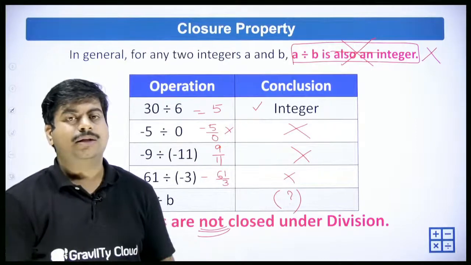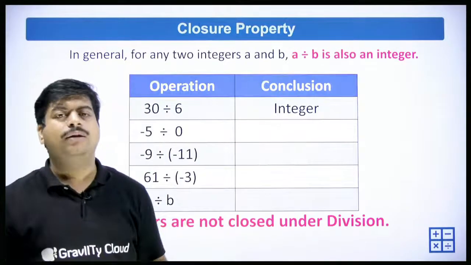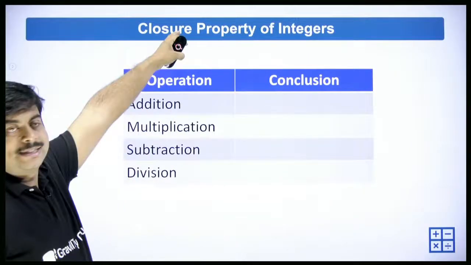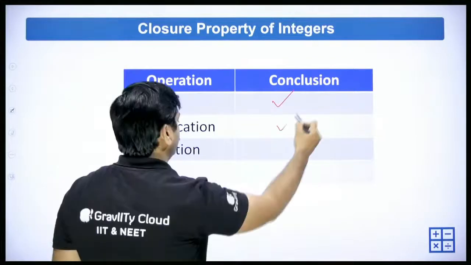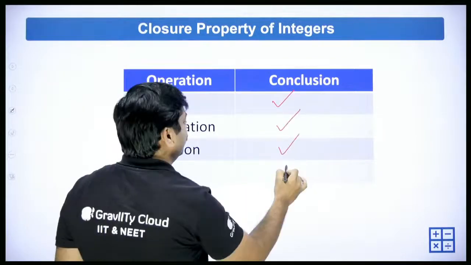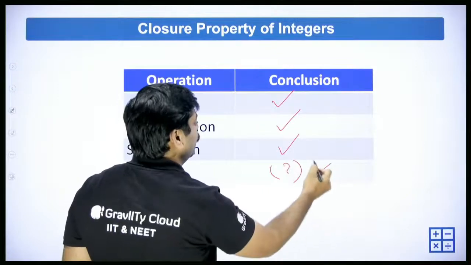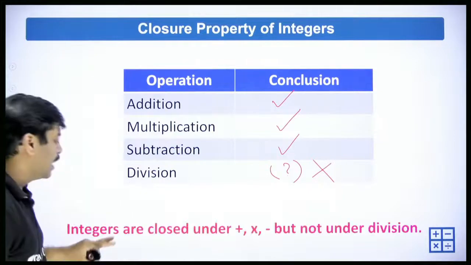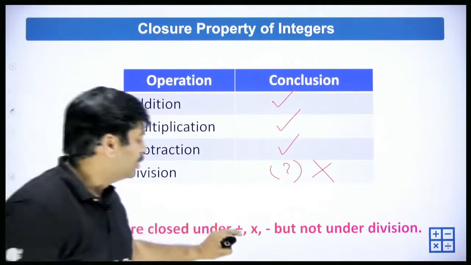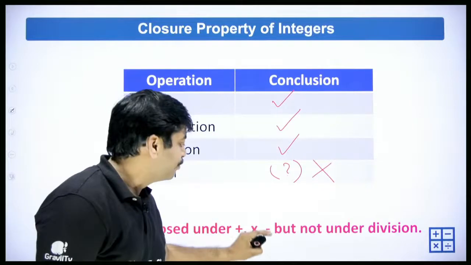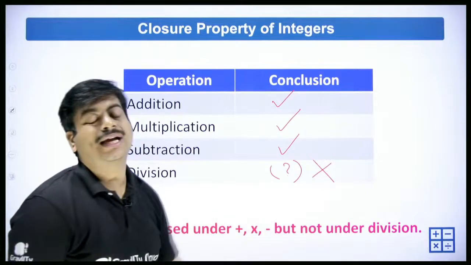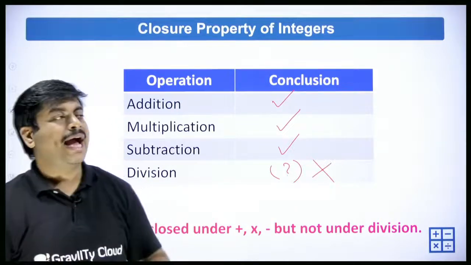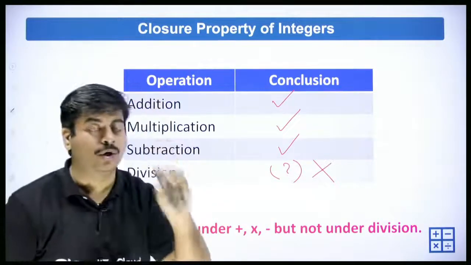Right? So let us try to have all these four together. Under addition, for closure property, yes, it is true. Multiplication, it is true. Subtraction, it is true. Division is false. Division is wrong. It is not obeying that, right? Integers are closed under addition, multiplication, subtraction, but not under division. Understand?